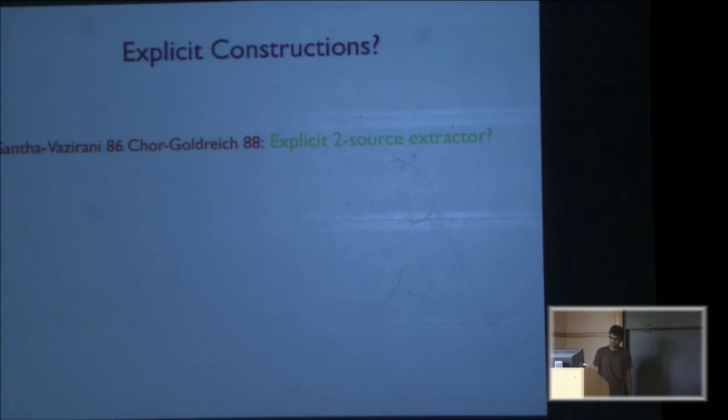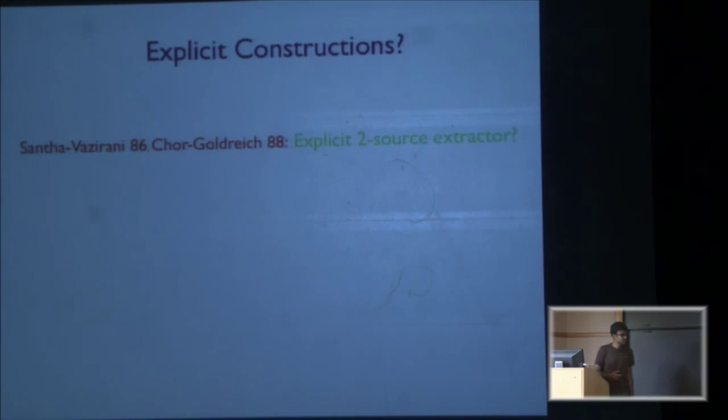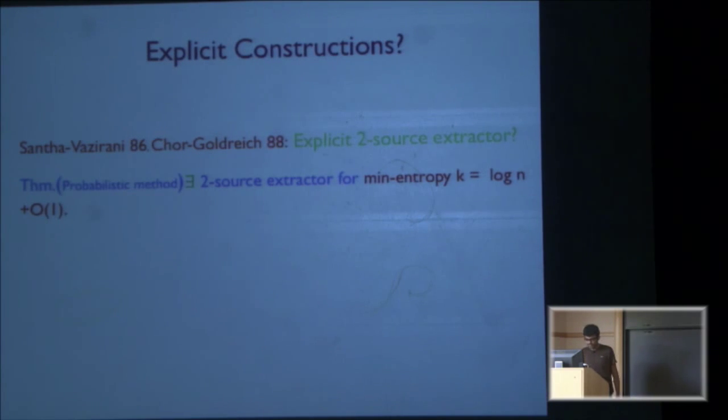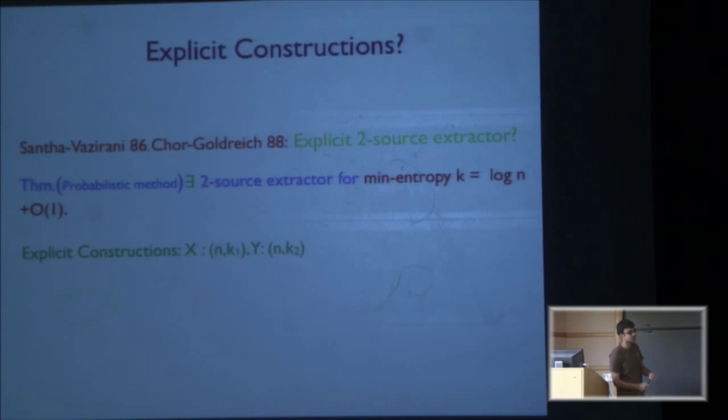Explicit constructions. This question of coming up with an explicit two-source extractor was asked in parallel by two papers, I think in FOCS '85. One was by Santha and Vazirani and the other by Chor and Goldreich. And probabilistically there exist two-source extractors for min-entropy log n plus a small constant factor. It's not 2 log n? No, so yeah, take another log.